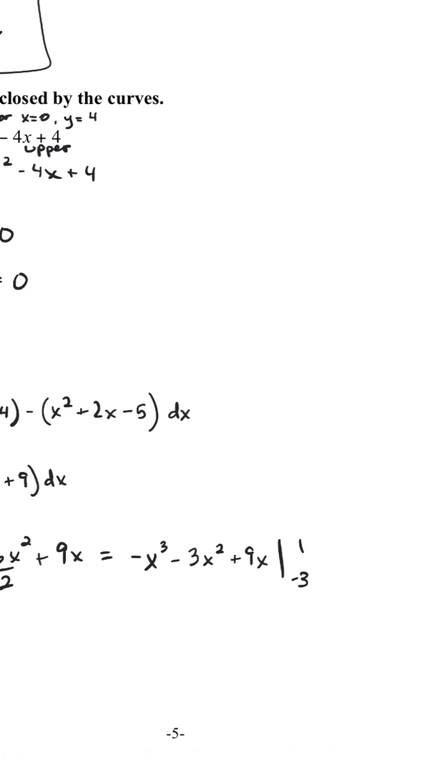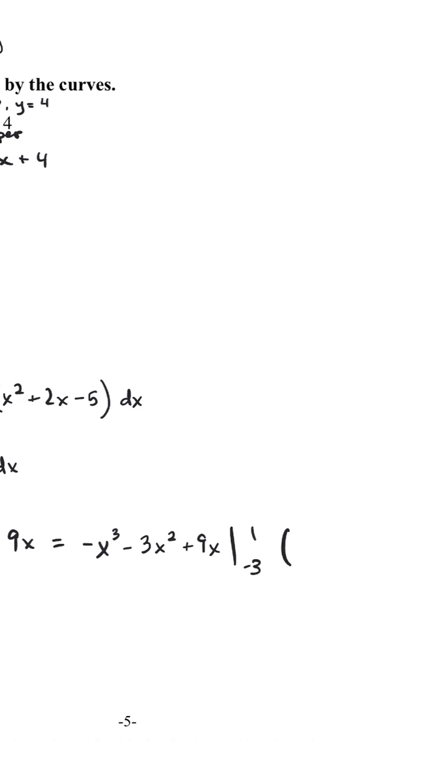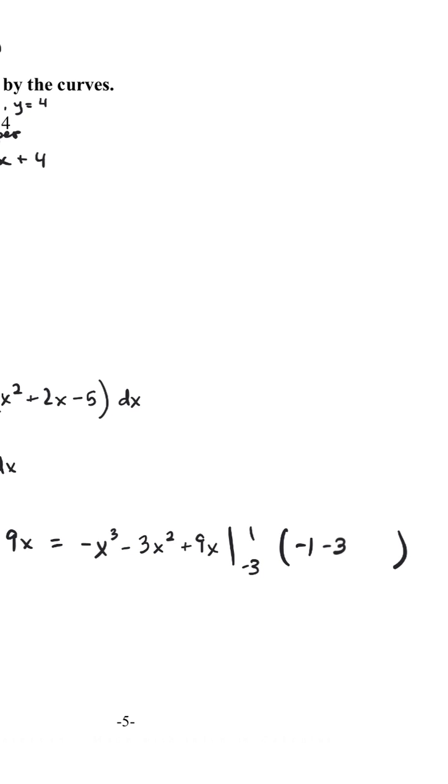We start with 1. So the value of the antiderivative when x equals 1, we're going to have 1 cubed times negative 1. So 1 cubed is 1 times negative is negative 1. And then we have 1 squared, which is 1. 1 times negative 3, so that's minus 3. And then 9 times 1 is positive 9. So that's the antiderivative at the upper bound.